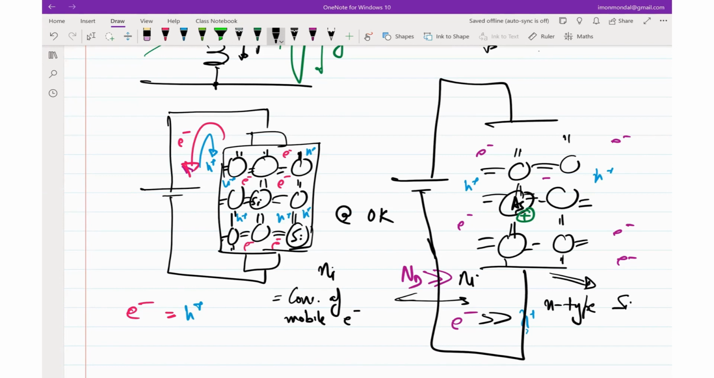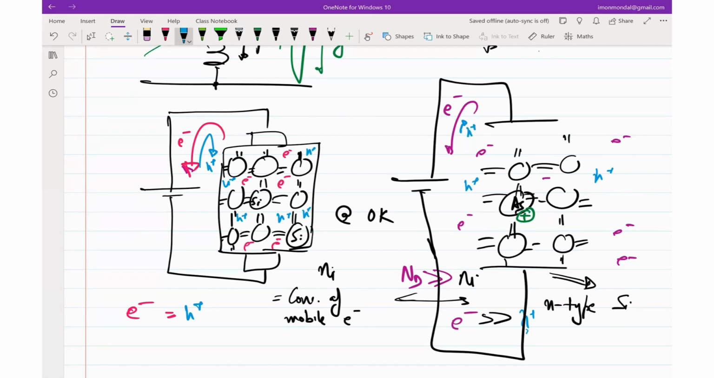Okay, so now if this is the case and you apply a battery here, for all practical purposes, I can say that it is only the electrons that are contributing to the flow of charge, right? Granted, there are still some holes, but the concentration of holes will be much smaller, orders of magnitude smaller.